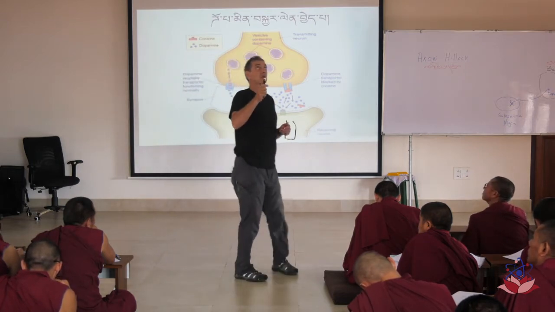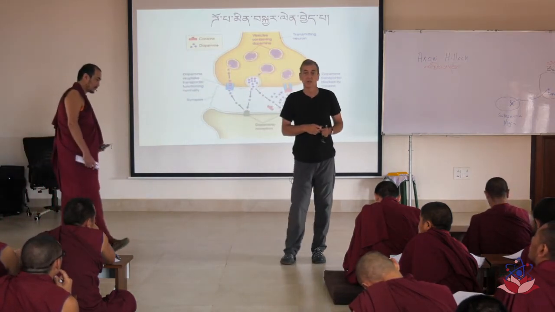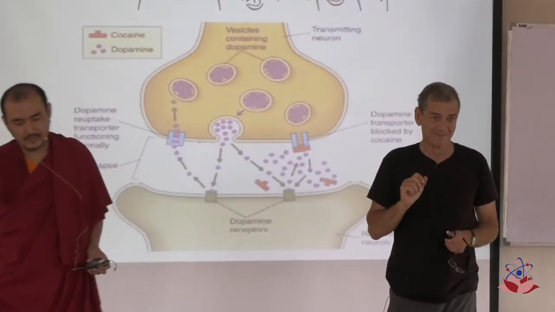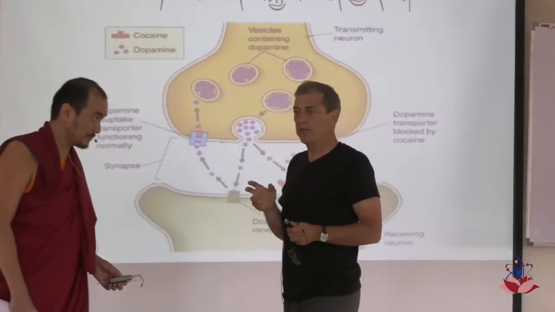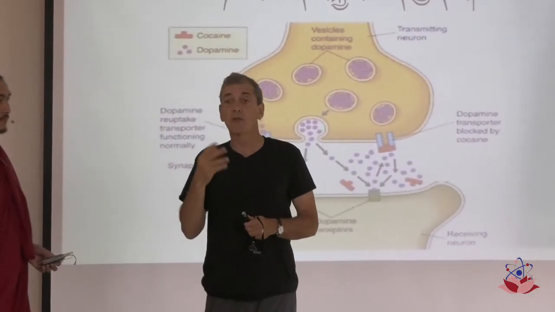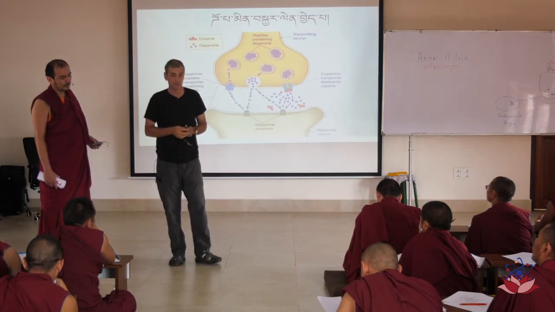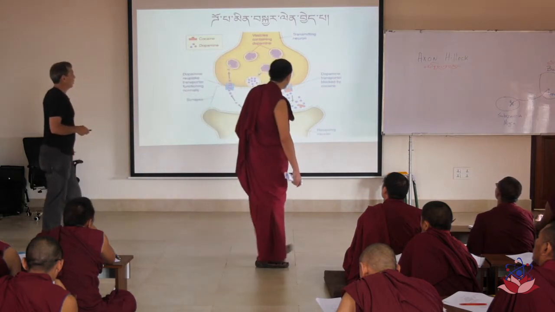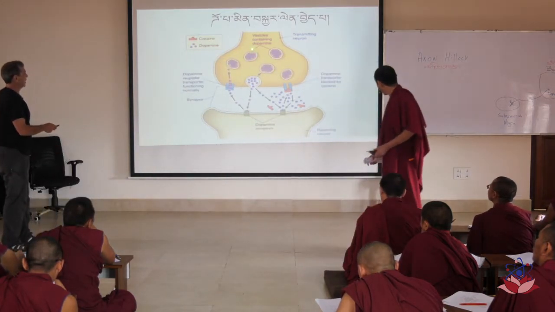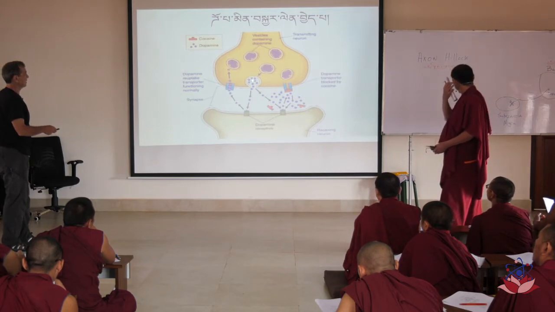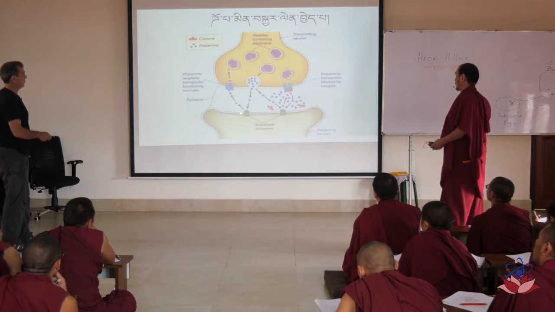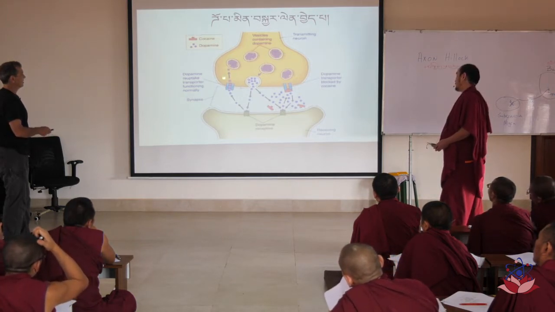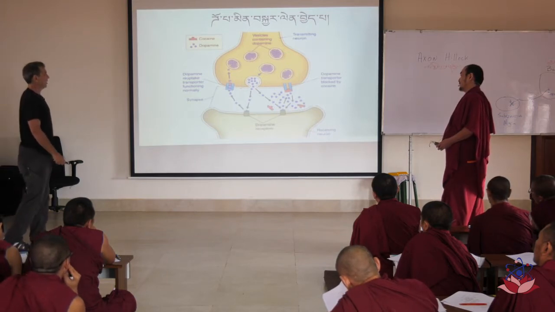So of course if you have glutamate being released, you have to be a glutamate receptor. If dopamine is released, you have to be a dopamine receptor. Okay, so we have dopamine vesicles that fuse, they release the dopamine, they bind to the receptor, and this is the reuptake transporter.